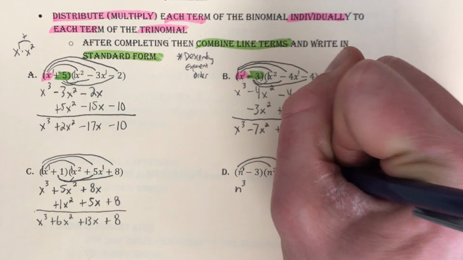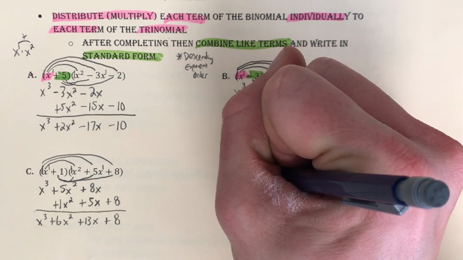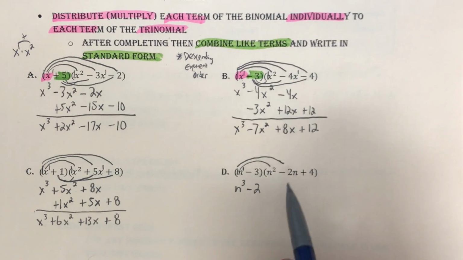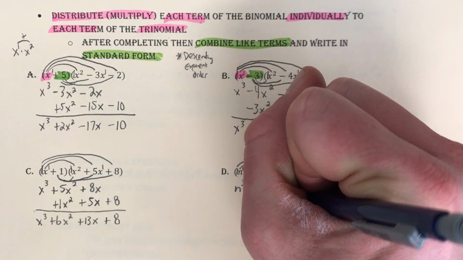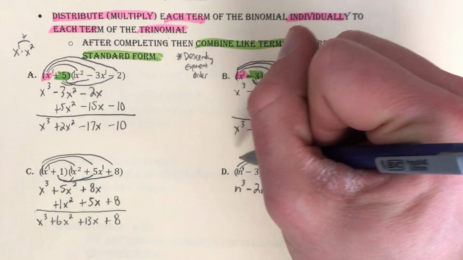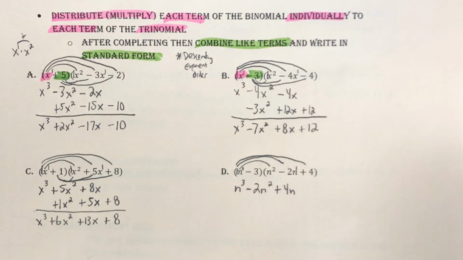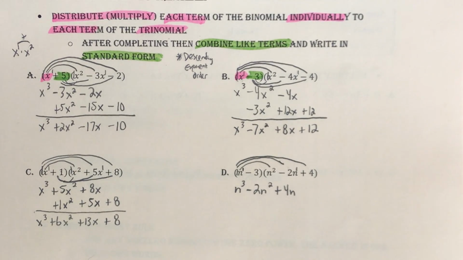Then n times negative 2n. Well, that again has a coefficient of 1, and 1 times negative 2 is negative 2. N times n, again, remembering that these are exponents of 1, and 1 plus 1 is 2, so n squared. And then n times positive 4 is just positive 4n. So now I've done the first term of the binomial, so now I need to move on to the second. Again, if both of these are in descending exponent order, which they are, that means I only have to slide 1 to the right in my stacking method, and all like terms should line up.